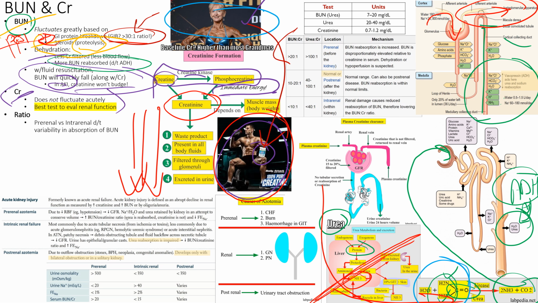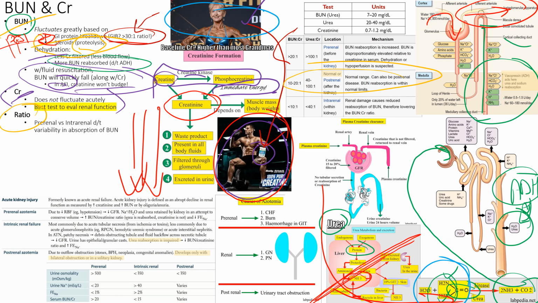All right, so the last thing we kind of touched on already was ratios, right? The ratio of the BUN to creatinine. So normal is what? Normal creatinine is 1-ish, and normal BUN is 20-ish. So the normal ratio is 20-ish to 1-ish. So 20 to 1 is a normal ratio.